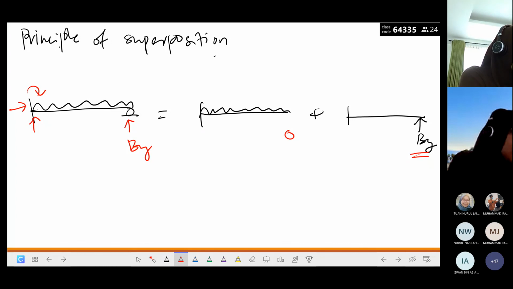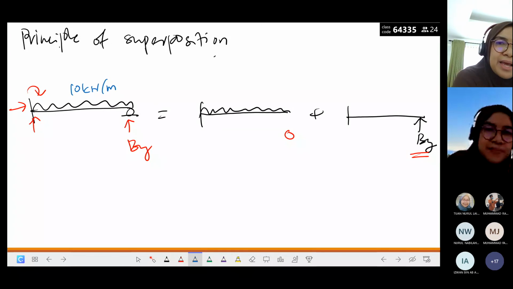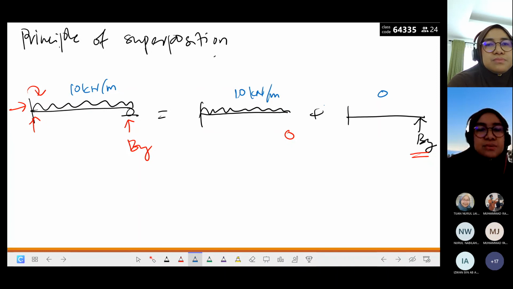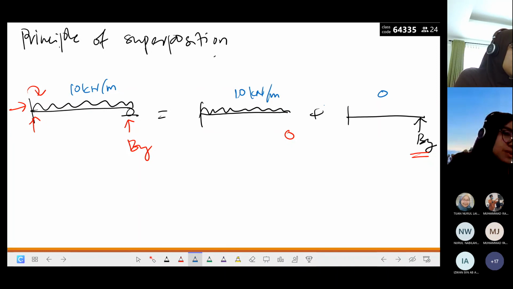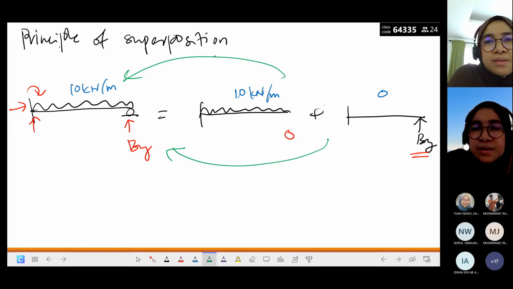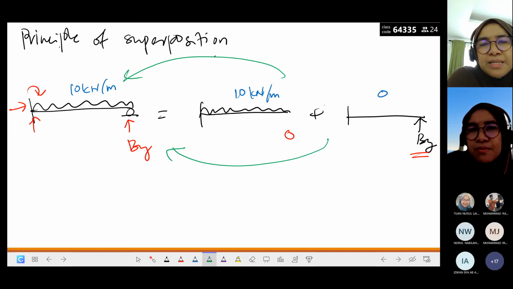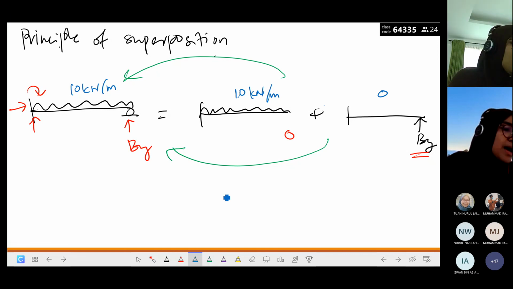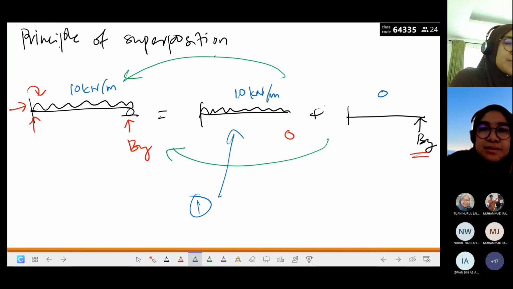And then this is 10 kilonewton per meter external load, right? So this 10 kilonewton per meter external load is equal to 10 kilonewton plus 0. So we get back to this, we get back to this, and get back to this. Okay, this is the idea of principle of superposition. So we have 2 systems to be analyzed. Number 1, yang ni. Okay, it is primary beam.